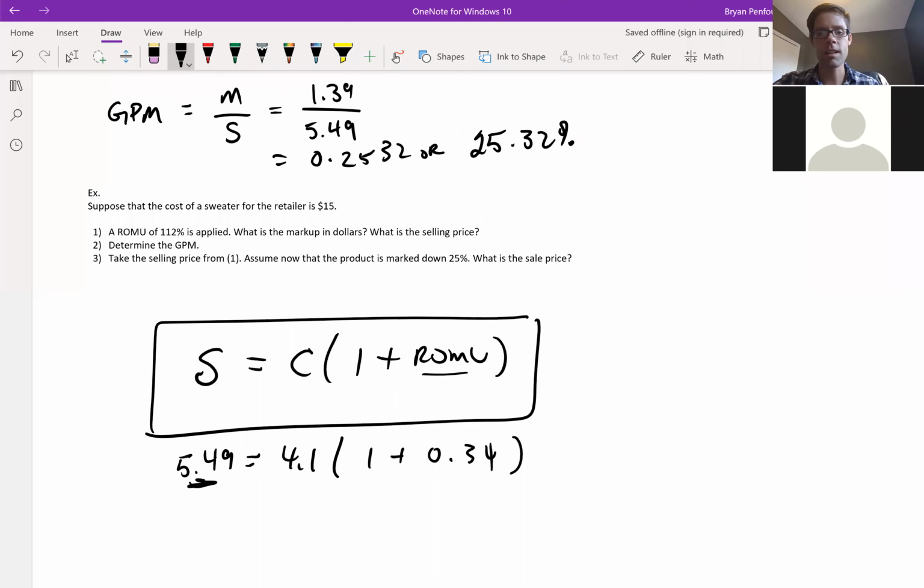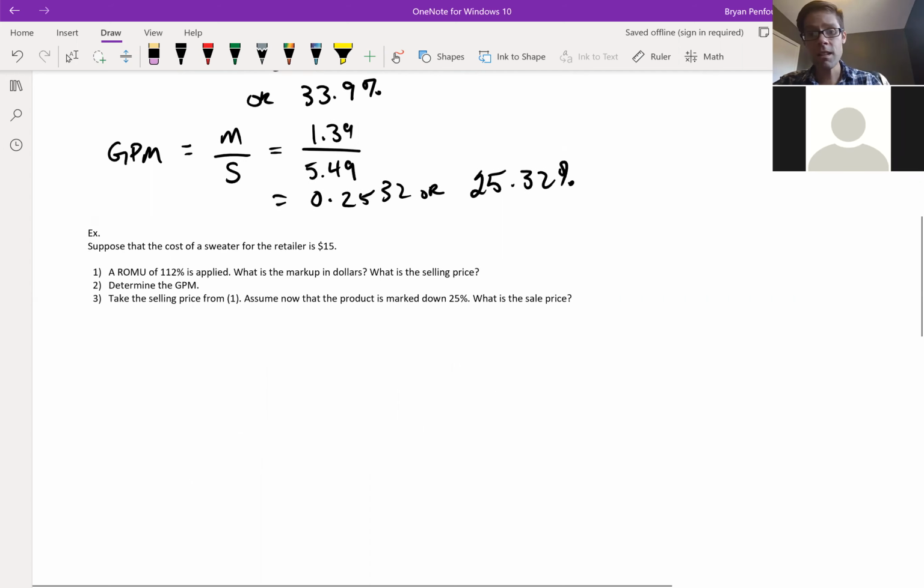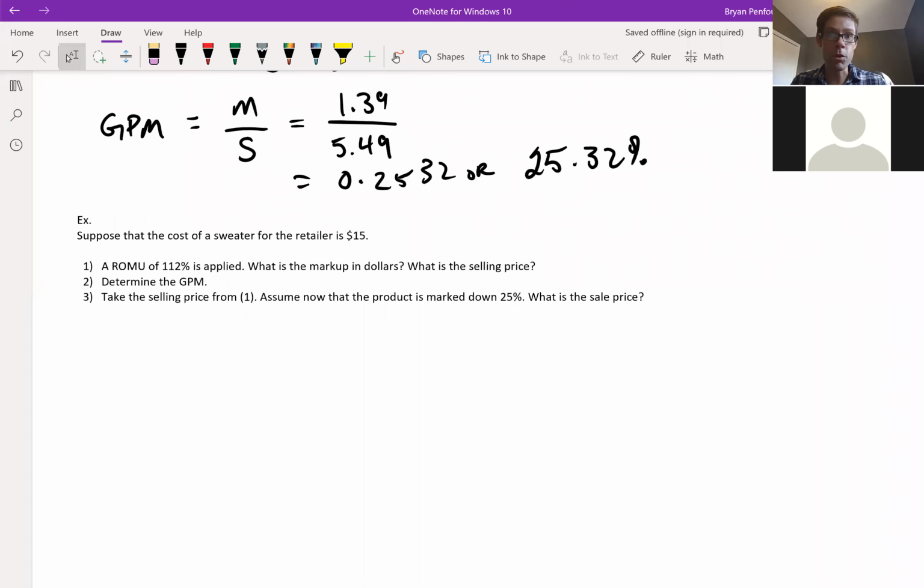Like I said, we're getting slightly different numbers just based on rounding errors. But that's essentially what the rate of markup is. You can also think about it as how much percentage you would have to add to the cost to get to the sale price. So yeah, you can think about it like a tax rate as well.